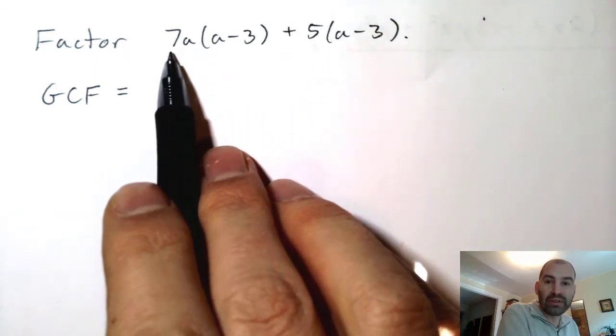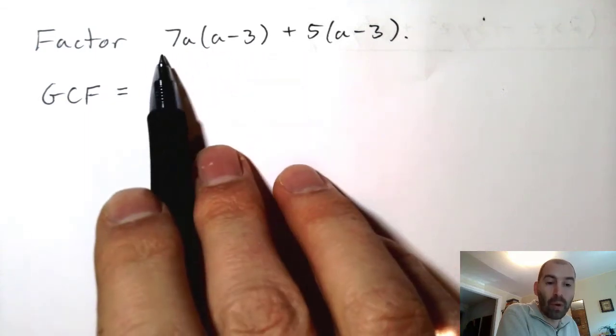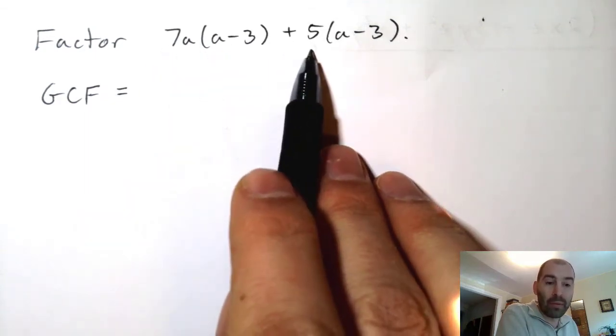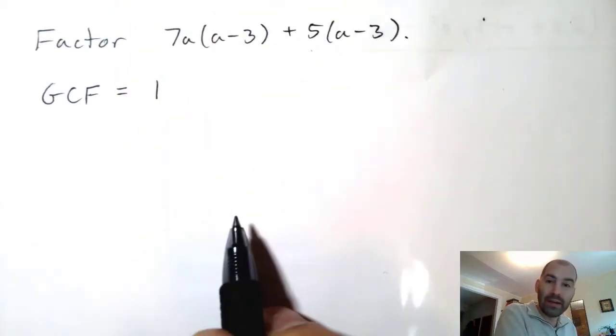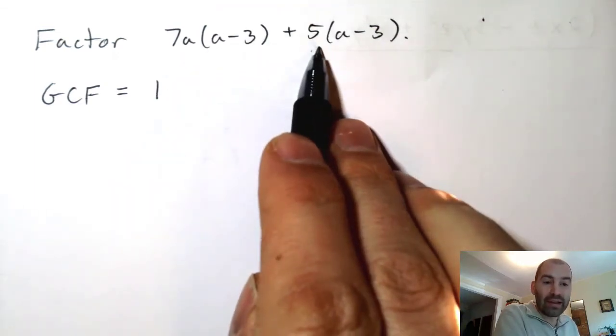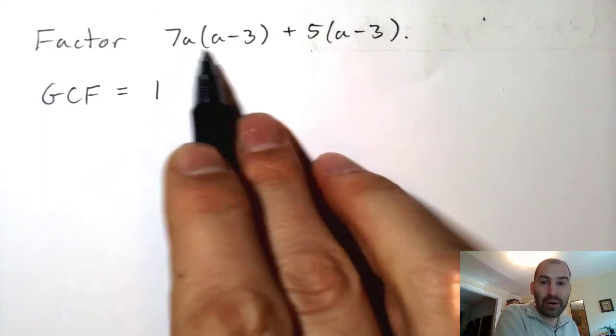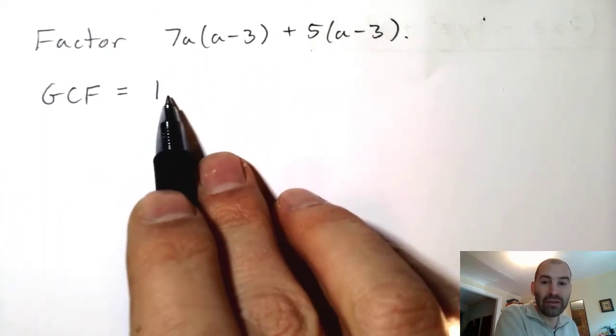Well, let's look at the numbers, 7 and 5. Well, 7 is divisible by 1 and 7. 5 is divisible by 1 and 5. The largest thing they're divisible by is just 1. All right, so just 1. What about the A here? This has an A in it, but this one doesn't have an A, so I can't include A. You know, this one's divisible by A, but this one's not, so I can't include A in the GCF.